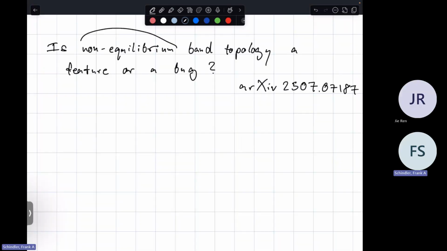But I wanted to talk to you about this topic. It sounds a bit technical, but I will try to introduce it really slowly. So non-equilibrium band topology. By non-equilibrium, let's first talk about non-Hermitian.